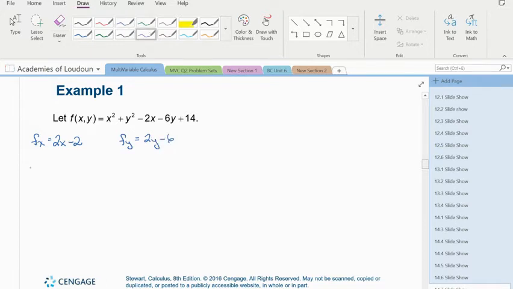If we set these partial derivatives equal to 0, then we have 2x minus 2 equals 0, and that happens when x equals 1. And we set f sub y equal to 0, and so 2y minus 6 is equal to 0, and then we have that y equals 3. So therefore, the only critical point that we have is going to be (1, 3).